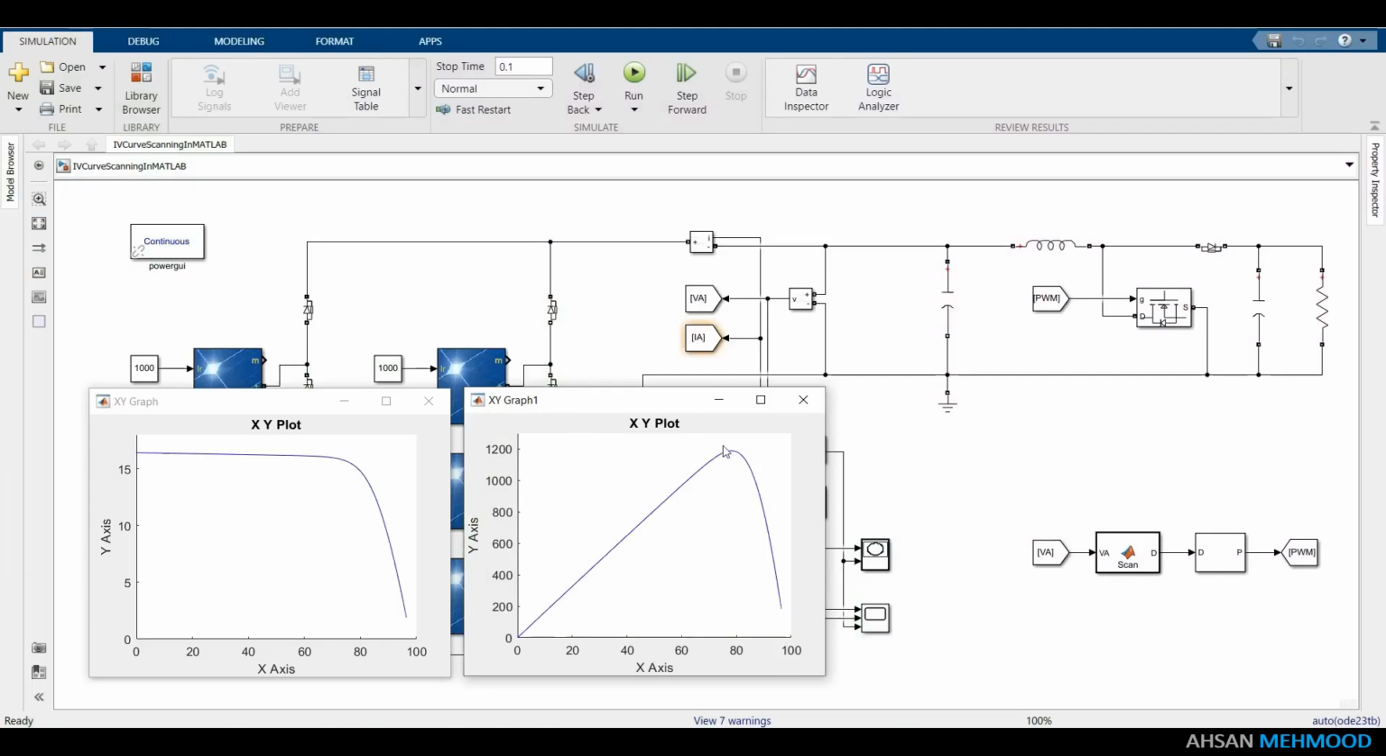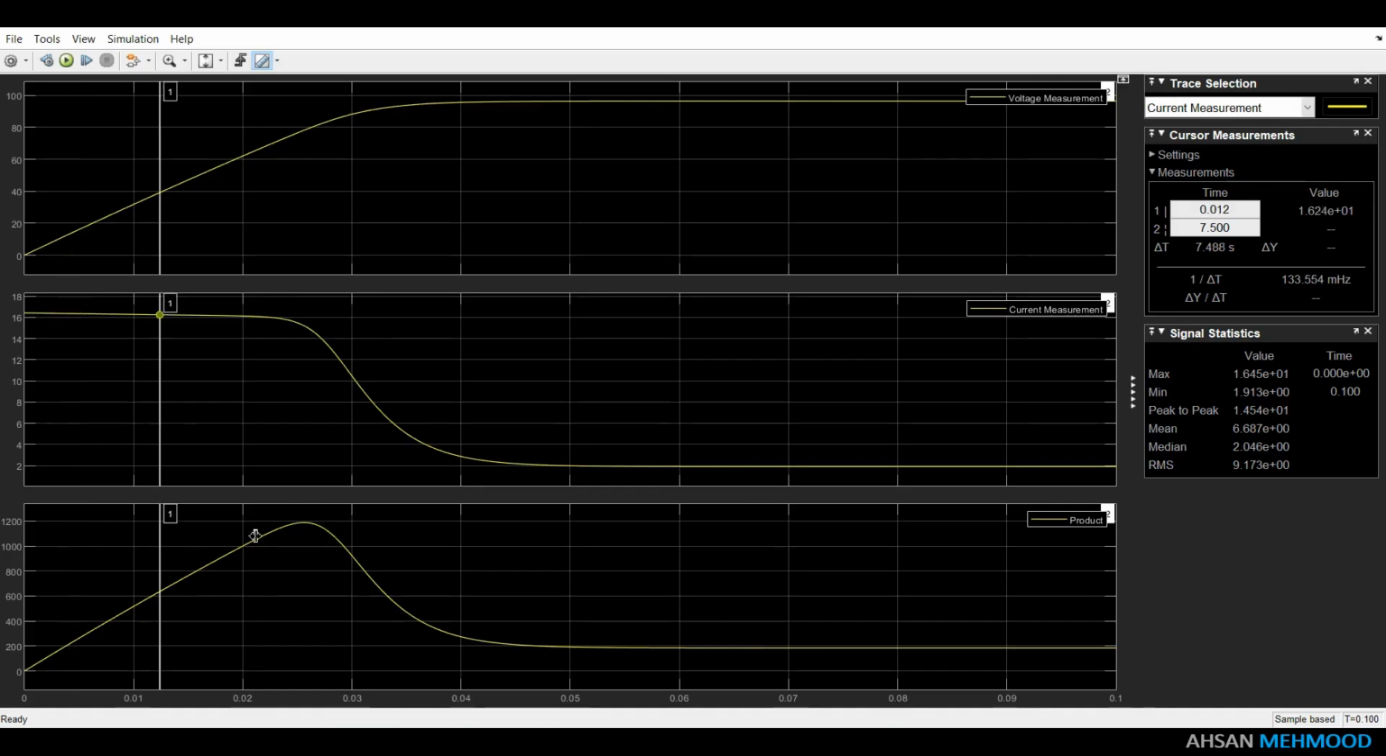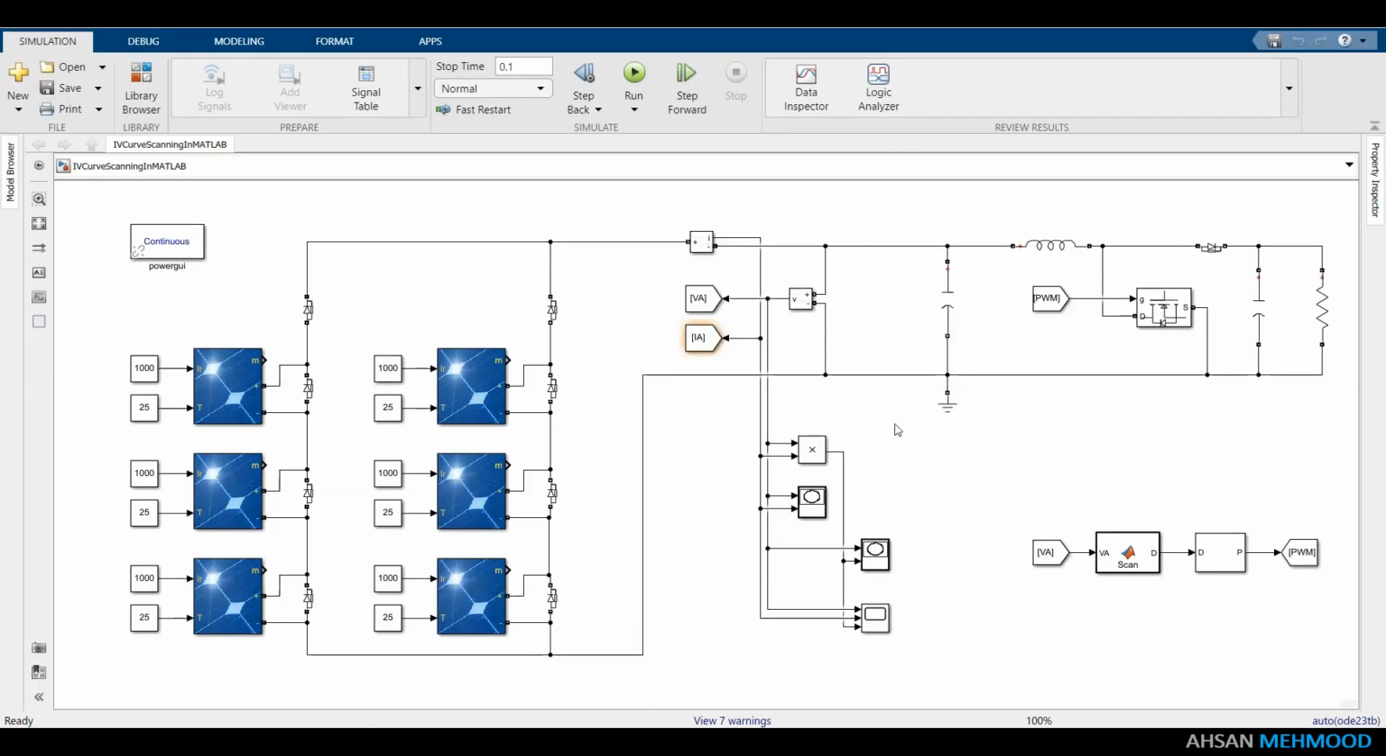You can observe in XY graphs that there is only one maximum point, and in scope window that maximum power is 1189 watt, while voltage and current at MPP are 78.17 volt and 15.2 ampere respectively. To improve IV curve scanning results, values of input capacitor and load resistor should be as high as feasible, while values of inductor and output capacitor should be as low as possible.